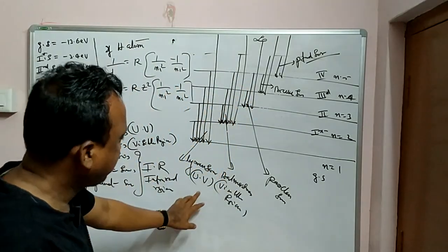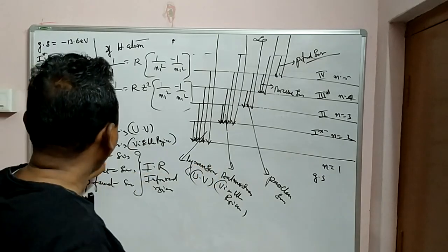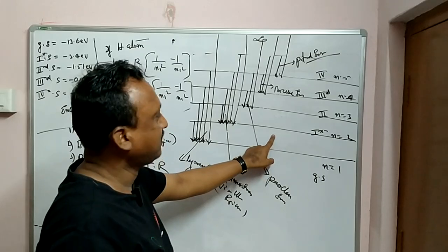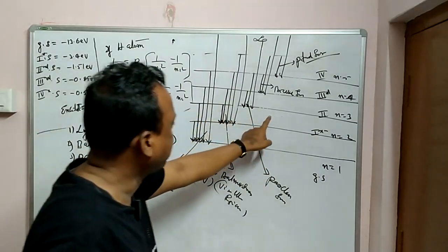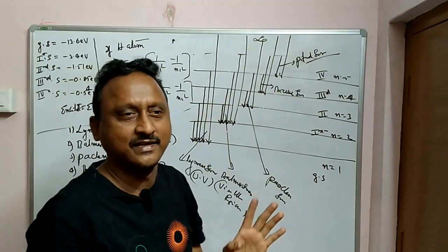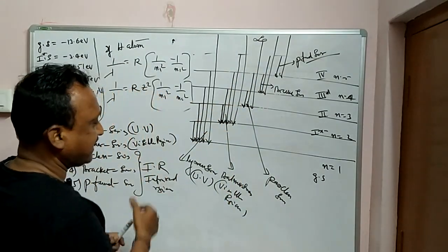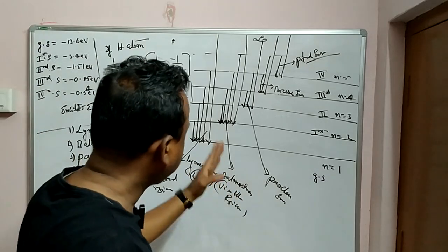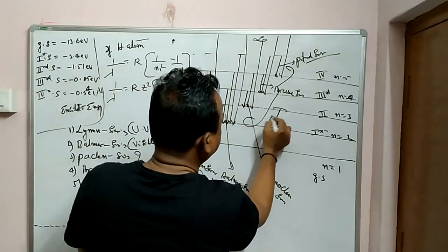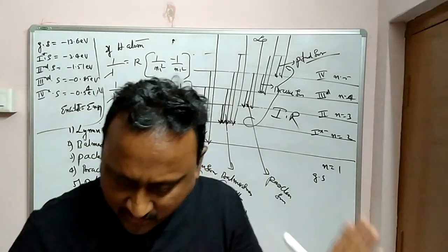Okay? So Lyman series, from wherever the line comes, it has to reach n is equal to 1. Balmer series, from wherever the line is coming, it has to come to n is equal to 2. Next, Paschen, n is equal to 3. Brackett, n is equal to 4. Pfund series, n is equal to 5. So this is how, and make a note, Lyman is in the UV region, Balmer series in the visible region, and the remaining 3 are in the infrared region. Clear? Right. So this is how we can explain.